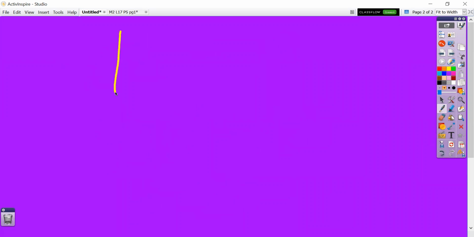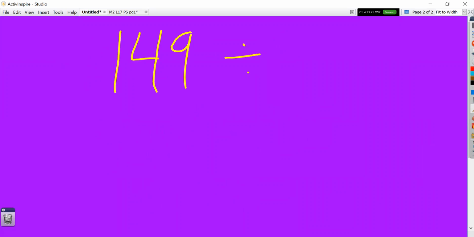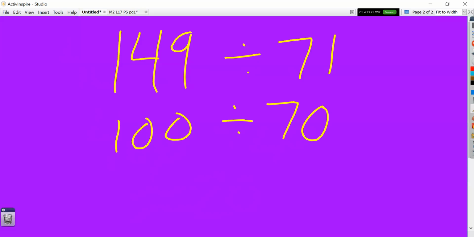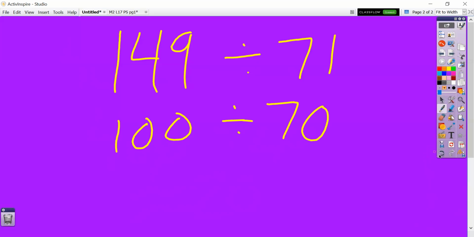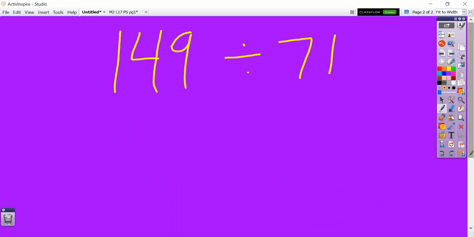So what I mean by that is 149 divided by 71. So if we rounded 149, well, that would round down to 100. 71 would be 70. And the reason why we can't just round to the largest place value when we're dividing is this. Can 70 go into 100 equally? 70, 140? No. So what we want to do when we're dividing is make sure that what we estimate the dividend to is a multiple of our divisor.